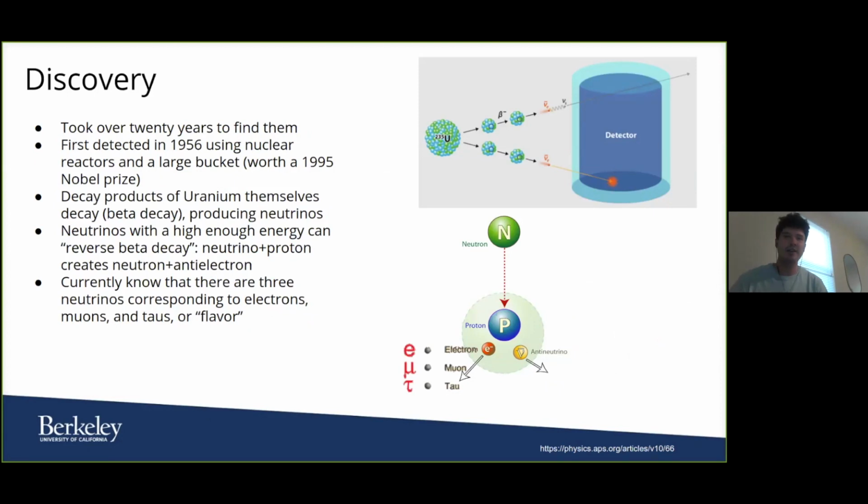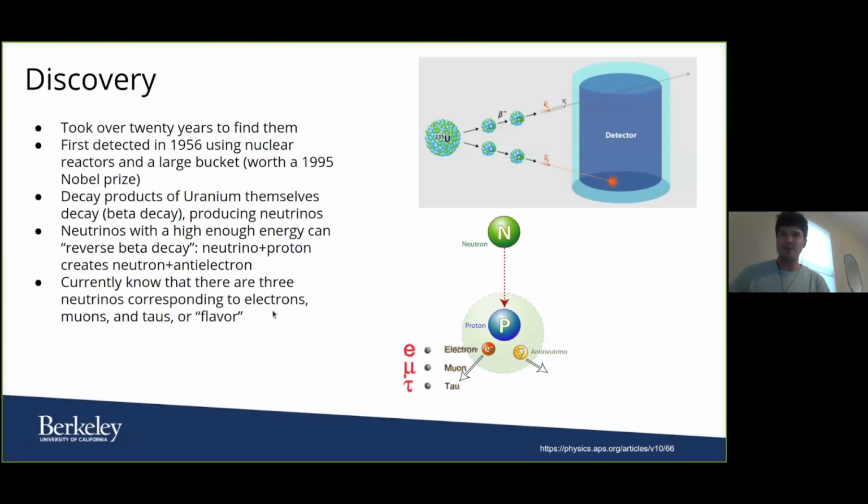The way that it wound up working is that you took a nuclear reactor and you stuck it next to a giant bucket filled with water or whatever. And as the uranium in that reactor decayed into smaller atoms, those atoms then underwent beta decay and produced a ton of neutrinos. And these neutrinos, very infrequently, would collide with one of the atoms in your detector and then go through this reverse beta decay process where you have a neutrino over here coming in and interacting with a proton and then producing a neutron along with an electron, for example, or an anti-electron.